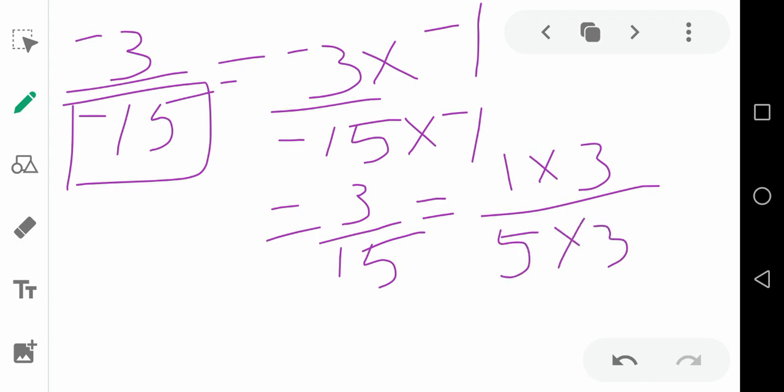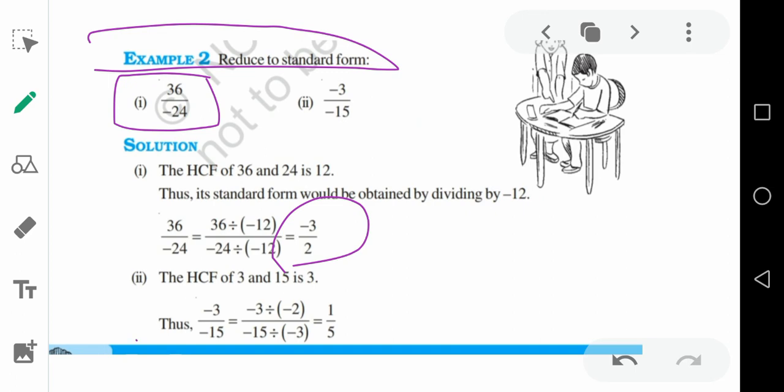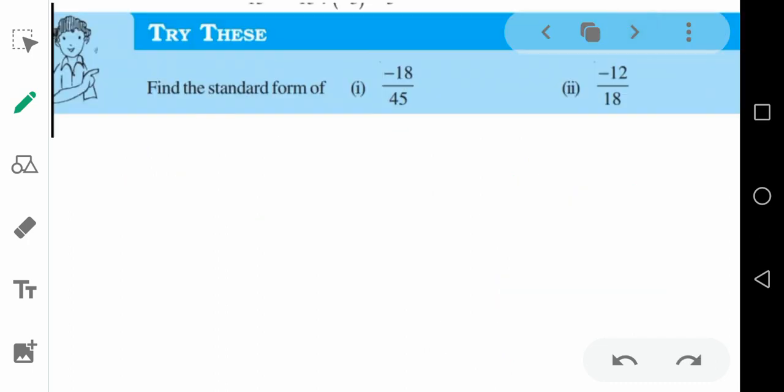5 into 3. So 3 ones are 3, 3 ones are 3, will get cancelled. So you will get the answer as 1 by 5. So you have the final answer as 1 by 5. Okay. So this is how we have to bring a rational number to its standard form. So these are the problems from your reader. You have to do them by yourself.